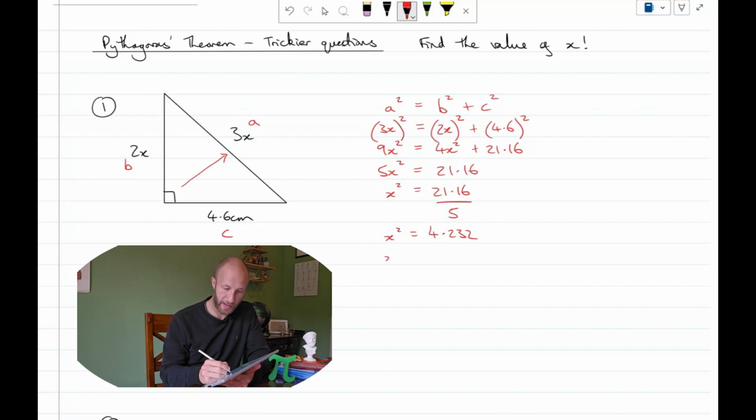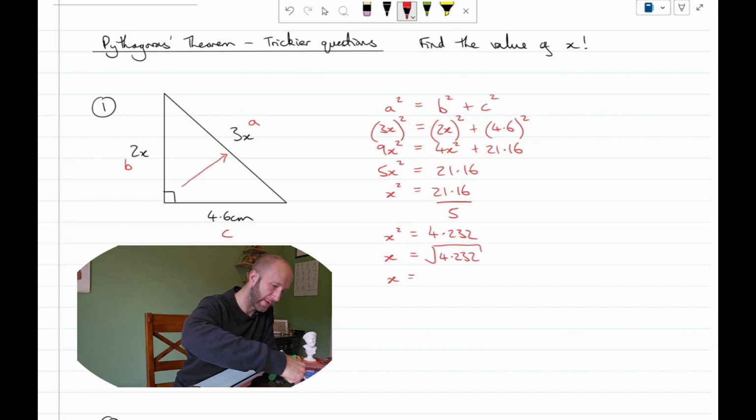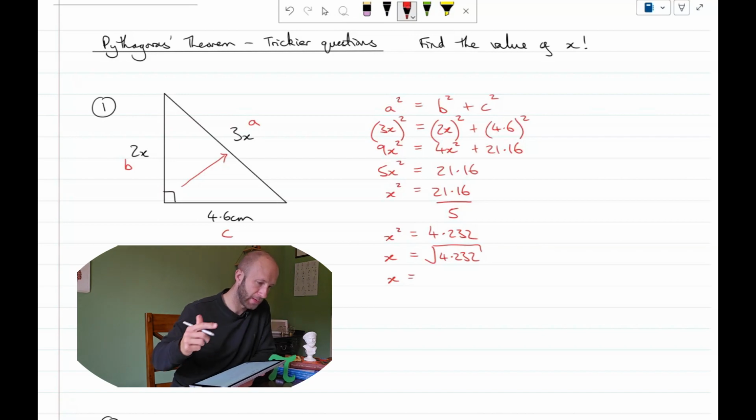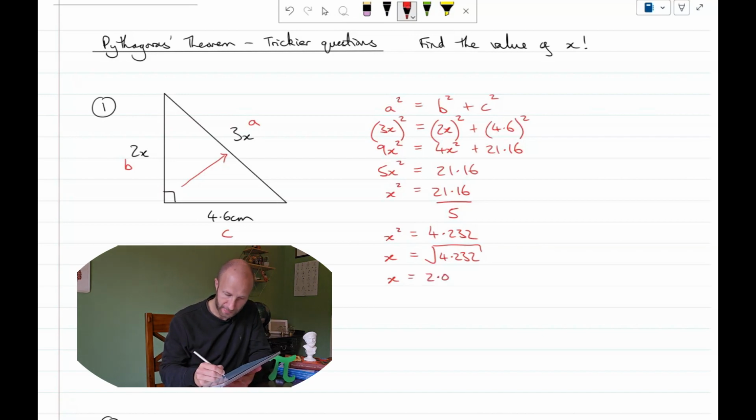And then to get rid of that square, I'm going to square root both sides. So the square root of 4.232. And when I get that, I'll have my answer. And I will decimalize this now because it is my final answer. So 2.057, it goes on, and I'm going to round that to 3SF. So the 5 is the third significant figure, the 7 rounds that up to a 6. It's in centimetres, so I put my units, and I've done it to 3SF.